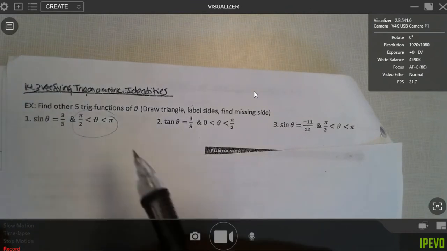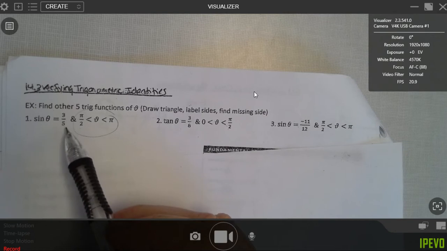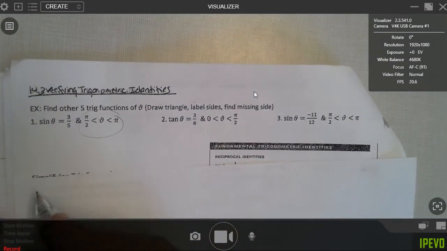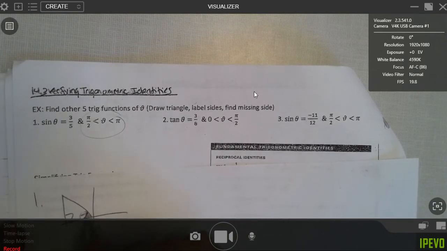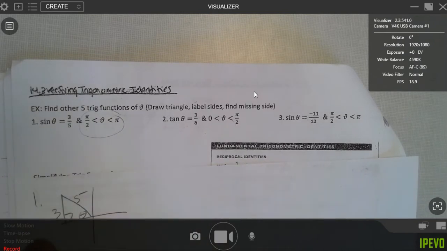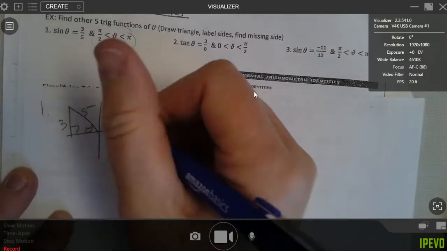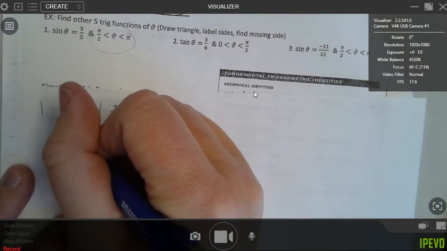So you first have to realize that if sine is positive, your only options to draw your pictures were in quadrants 1 or 2. And so for this one here, it's telling us to draw your triangle in your second quadrant. Sine would be opposite over hypotenuse. So you'd have to use Pythagorean theorem to find your missing side. So you're going to do your a squared plus b squared equals c squared. And when you solve that, you should get 4.